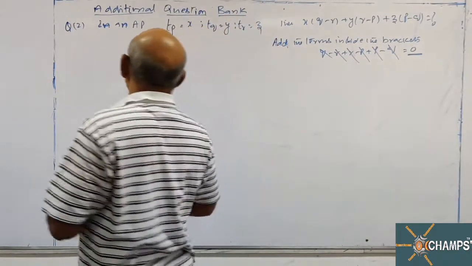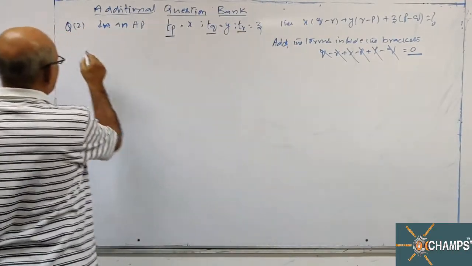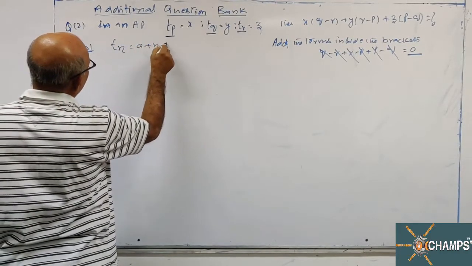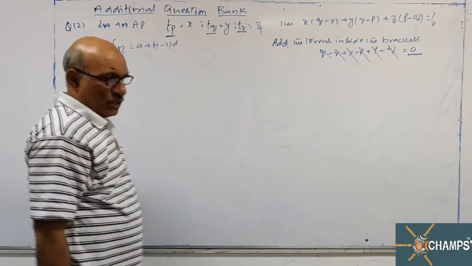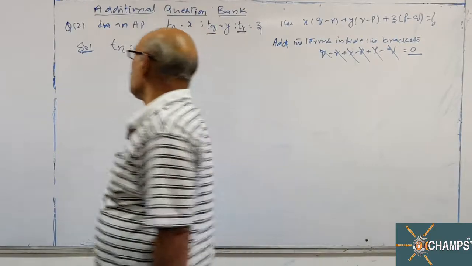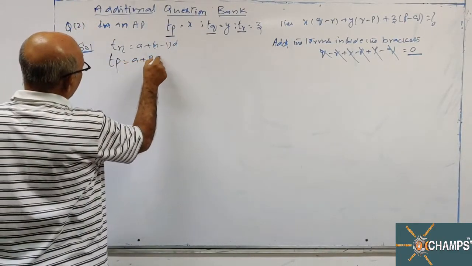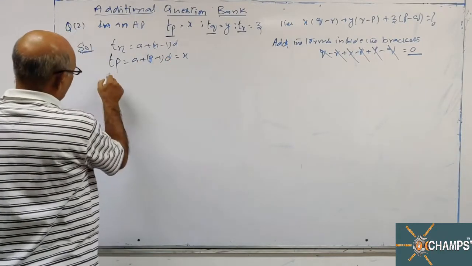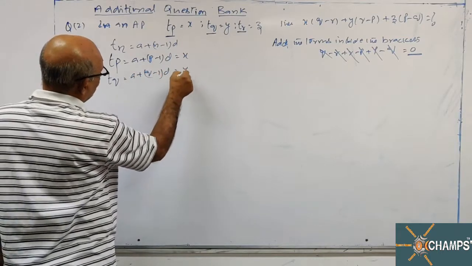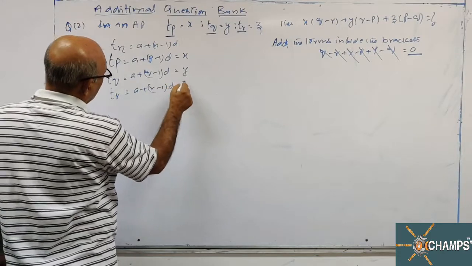TP value given, TQ value given, TR value given. So the solution is based on the general term, A plus n minus 1 into D. So TP is equal to A plus P minus 1 into D, this is X. TQ is equal to A plus Q minus 1 into D, this is Y. TR is equal to A plus R minus 1 into D, this is Z.